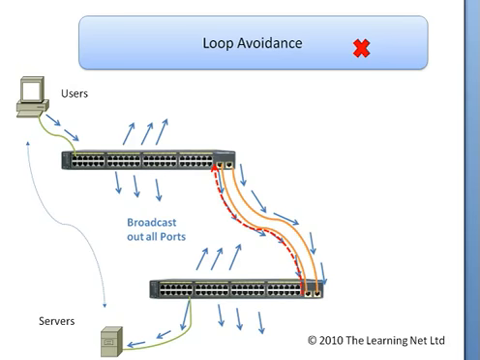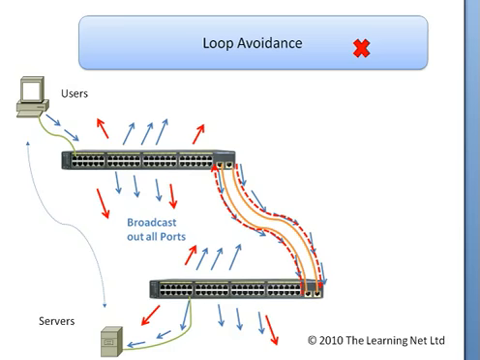So again, the top switch is going to say, well, look at this. I've just received another broadcast on its port. I'm going to send it out all my ports as well. It's going to send it back down to the bottom switch. And I think you can see where I'm going. The bottom switch is going to receive this broadcast and say, okay, well, the rule says send out all my ports. And he's going to send it back to the top.